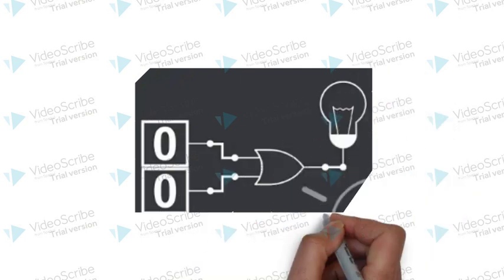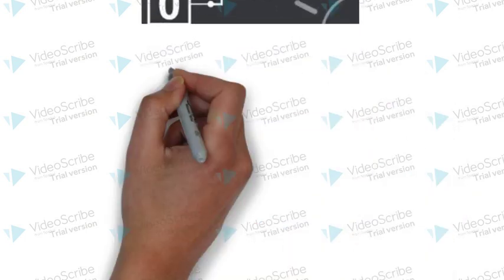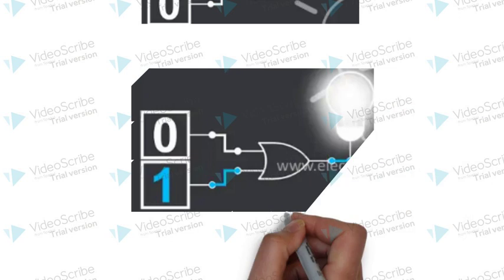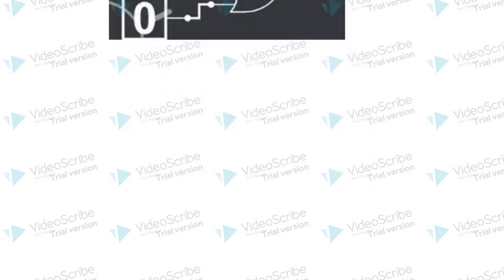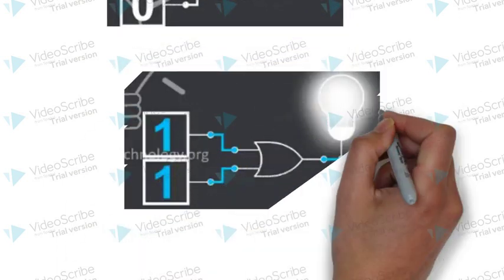Let's see the schematic diagram. So if you see, when both the inputs are low, the bulb will not glow. If any one of the inputs is high, the bulb will ultimately glow because the output of the OR gate will be high.